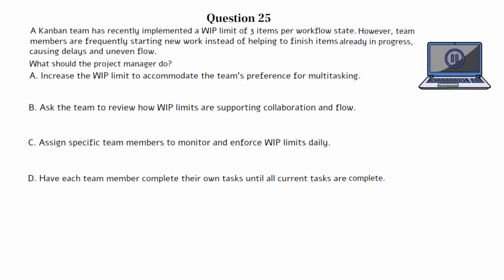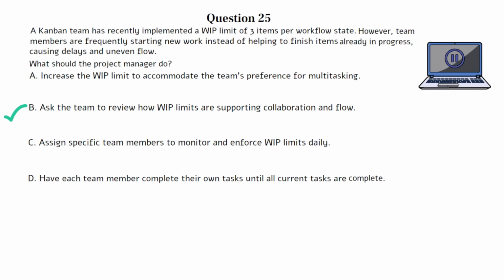The correct answer is B. This question tests your understanding of Kanban principles, particularly how work-in-progress limits are used to improve flow and promote team collaboration. When team members start new work instead of finishing what's already in progress, it leads to delays, bottlenecks, and uneven workflow, defeating the purpose of work-in-progress limits.